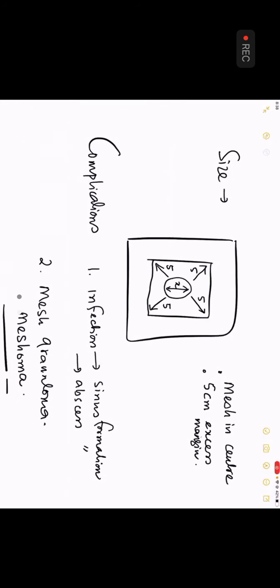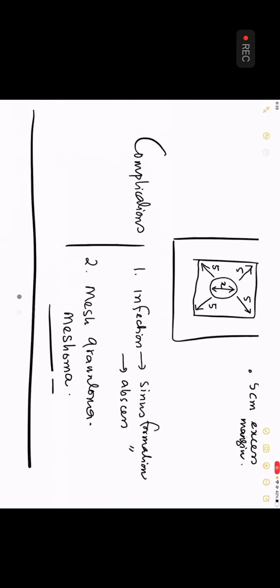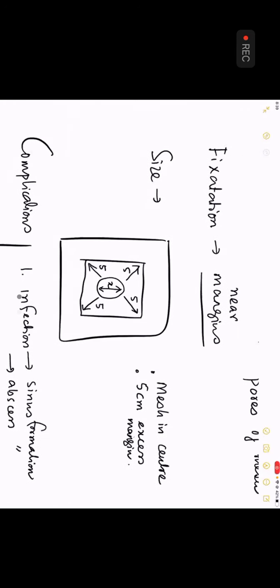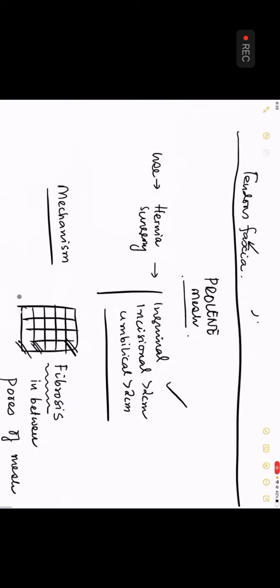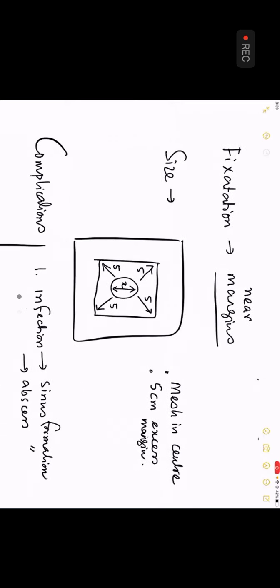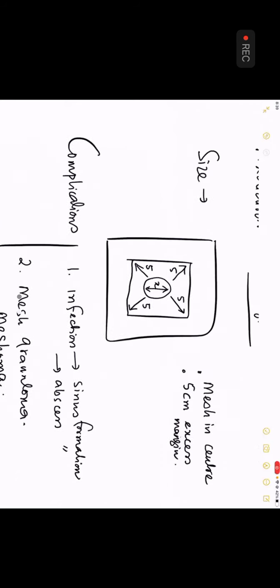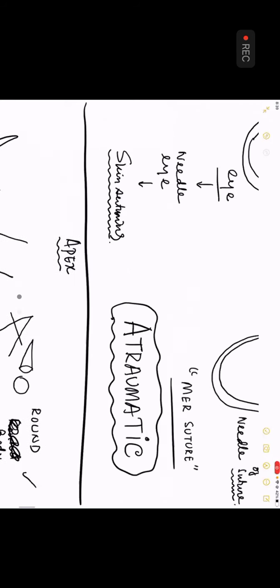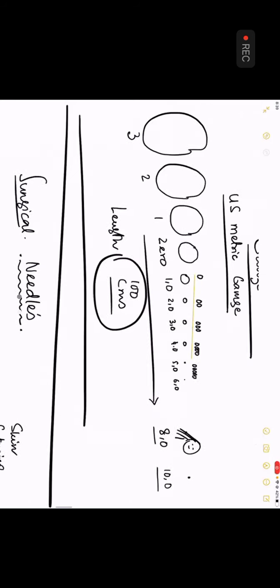So this is all that an undergraduate should know. You are not required to know non-absorbable meshes, heavy meshes, lightweight meshes. These are not at all MBBS topics. They are postgraduate topics that are required for laparoscopy or advanced hernia surgery. So this is all that you should know about a mesh: use, mechanism, fixation, size, and complications. So this completes all your needles and sutures story.